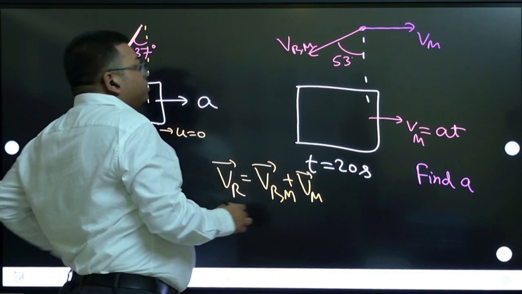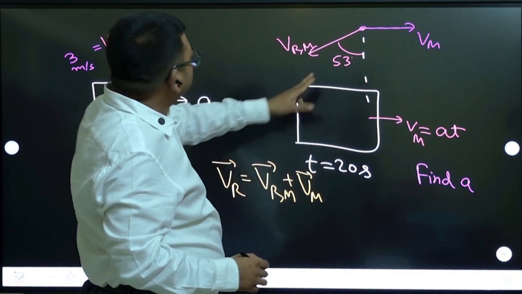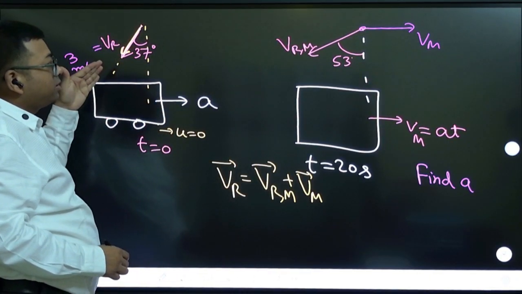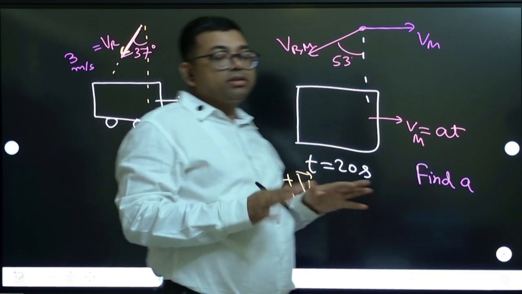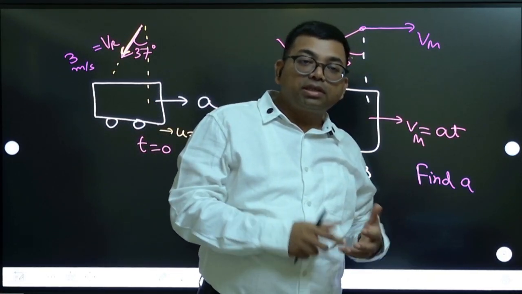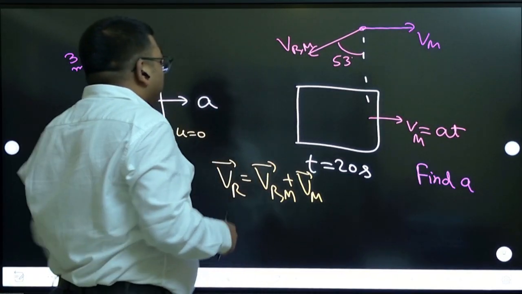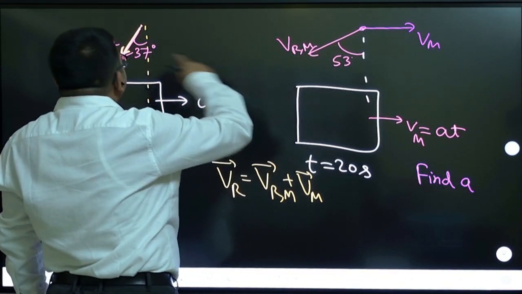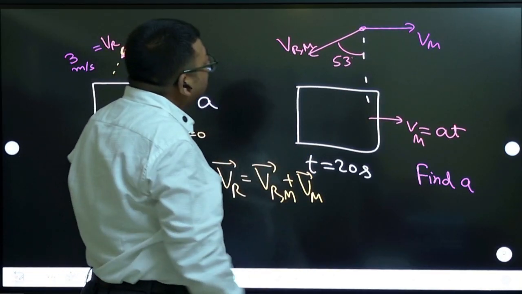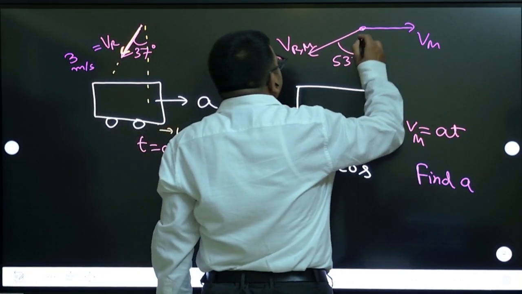So if you add these two vectors, you will get this vector. Because the rain velocity is constant and doesn't change, only the relative velocity and the man's velocity change. So the resultant of these two vectors must give this vector, and the game is over, we have solved it, because you can resolve this.